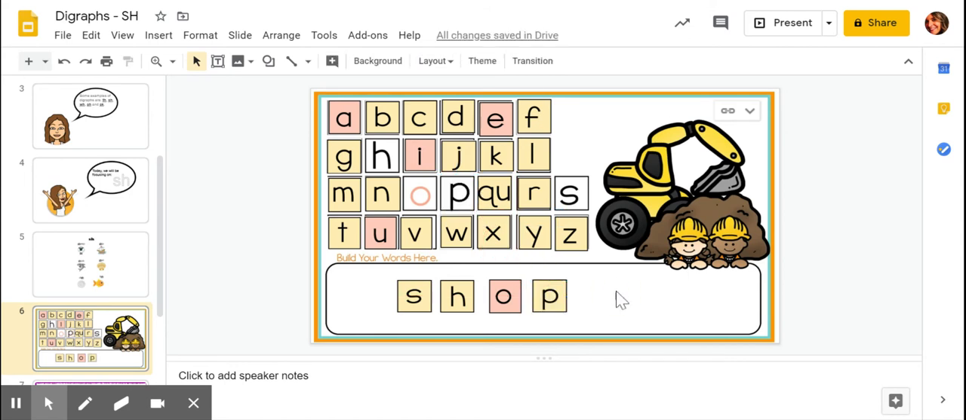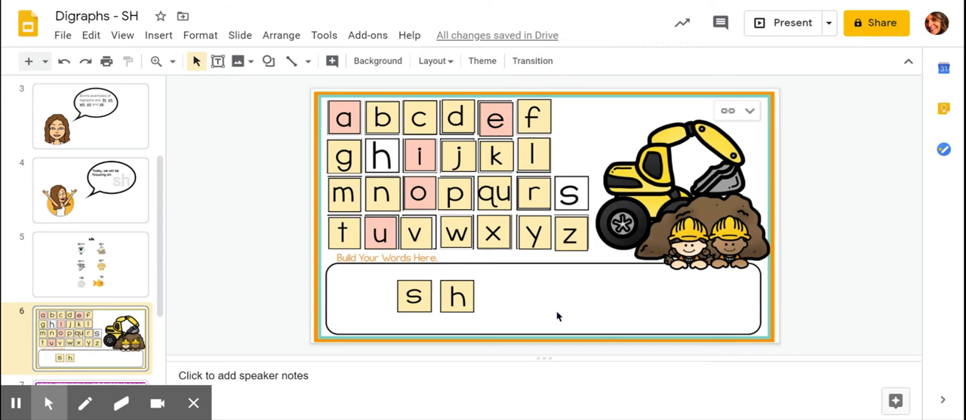Great job. Let's blend and tap those sounds together. There are three sounds in the word shop. Get your thumb, pointer, middle, and ring finger ready. Sh, ah, p, shop. One sound at a time. Remember when we tap and blend, you say the sound that the letter makes, not the name of the letter. Sh, ah, p, shop. Fabulous. I'm going to leave my SH here. Let's see if we can build another word that begins with the digraph sh.